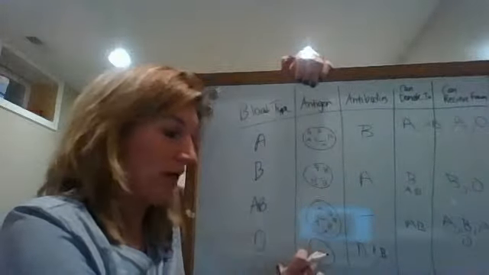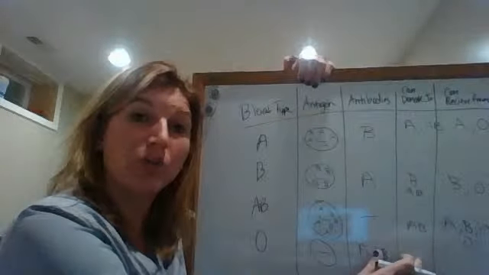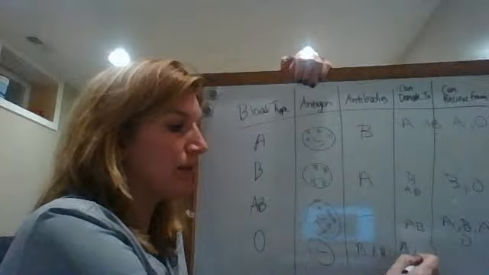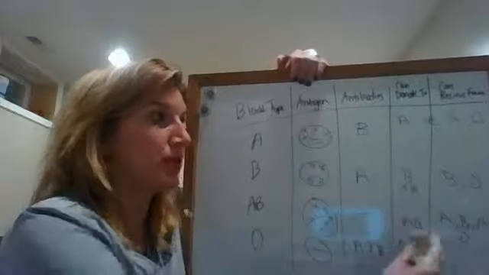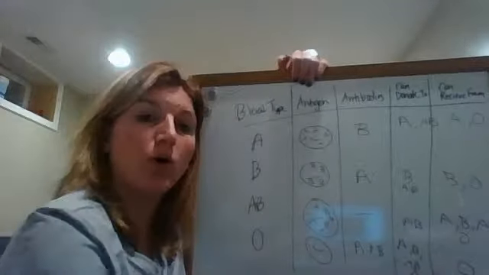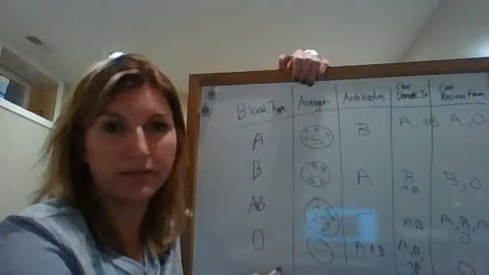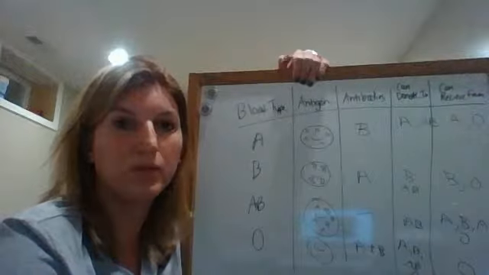And then blood type O, has no antigen, A and B antibodies, can donate to everybody. A, B, and O. They're called the universal donor. And guess who they can receive from? Only other O'ers. So you might say, oh, that stinks to be blood type O. I'm blood type O. Man, I can only get from other people with blood type O.